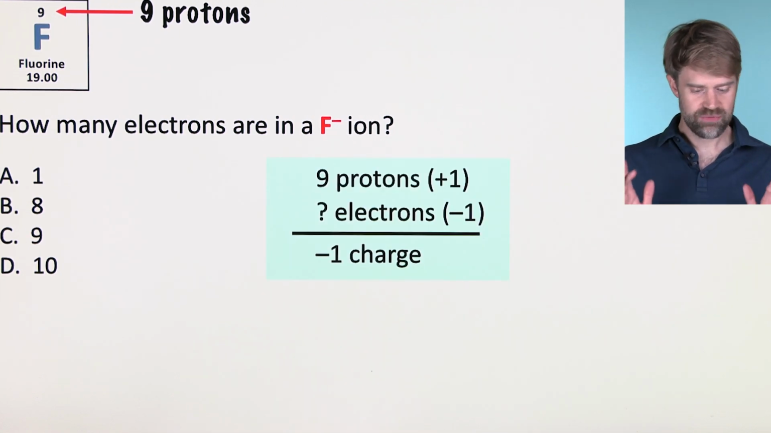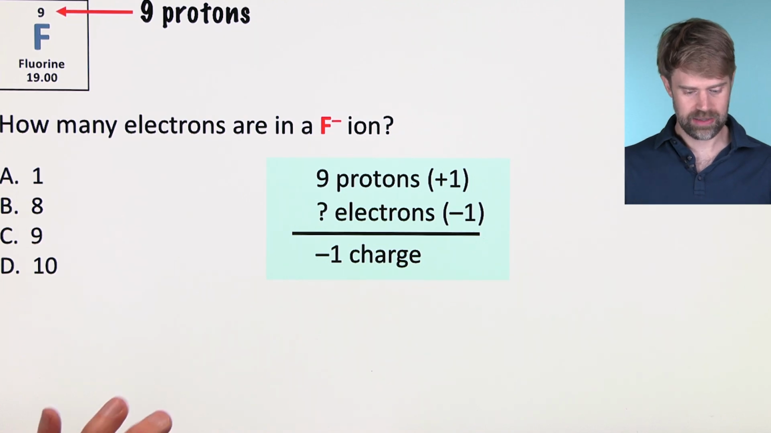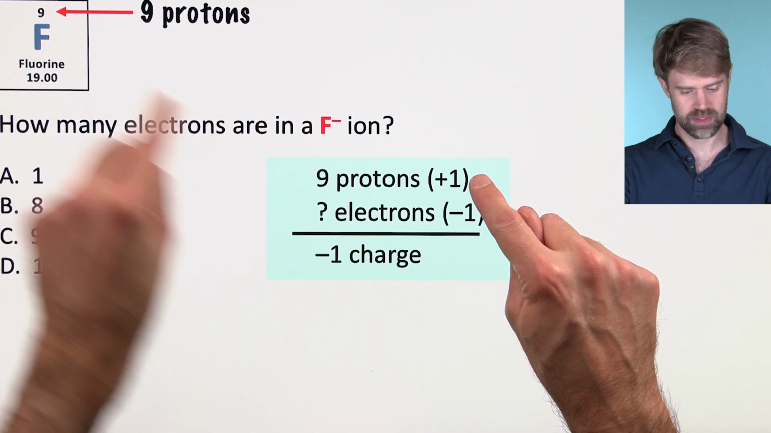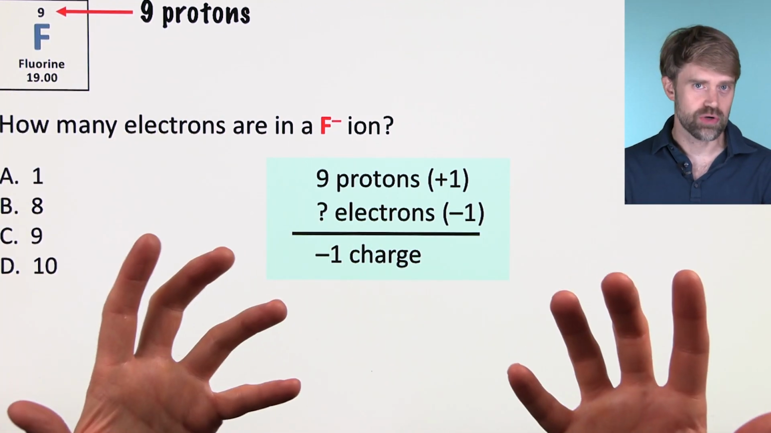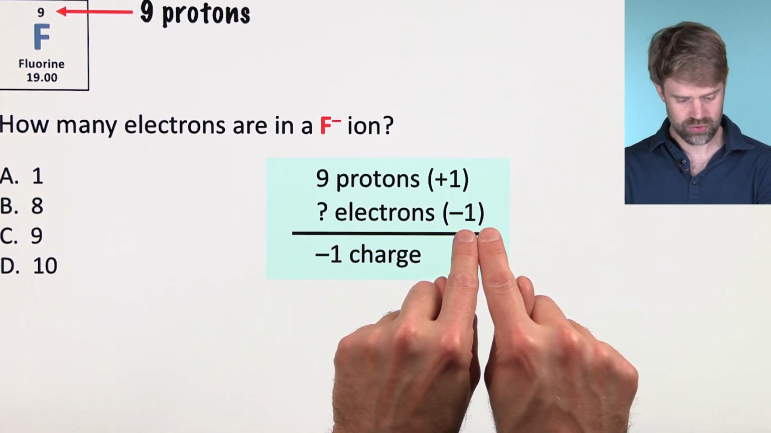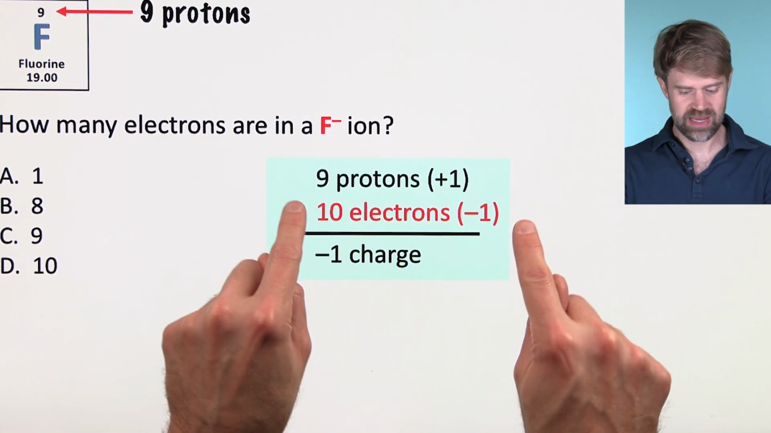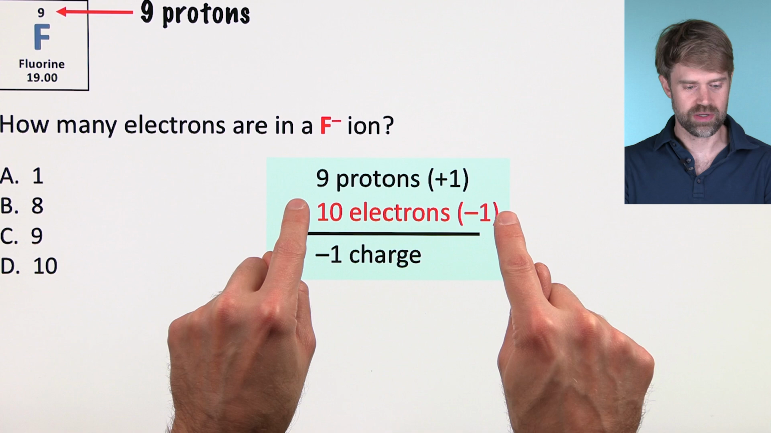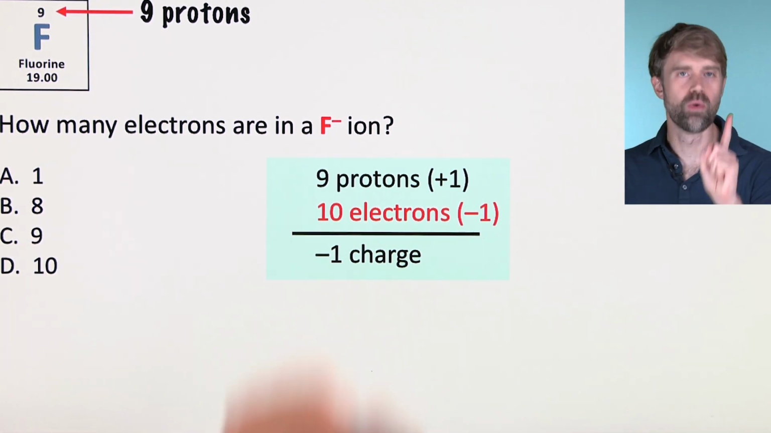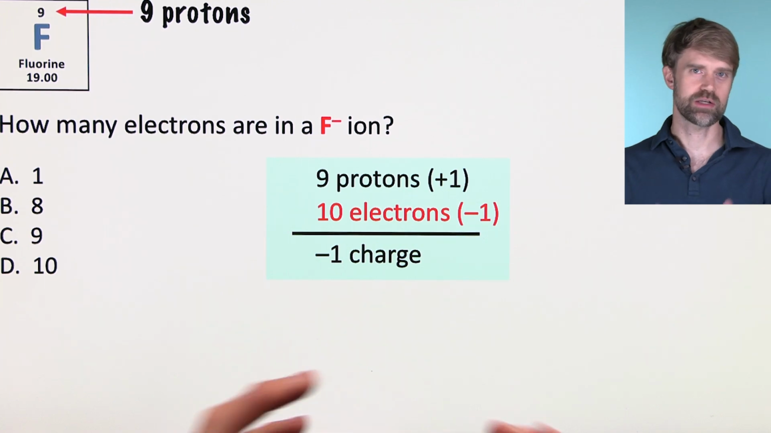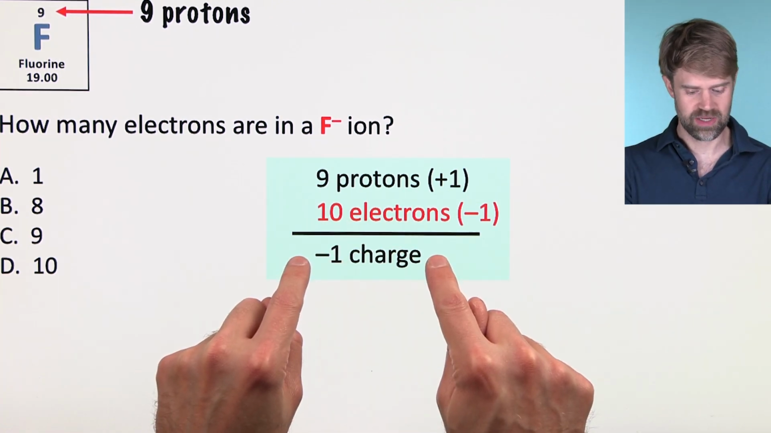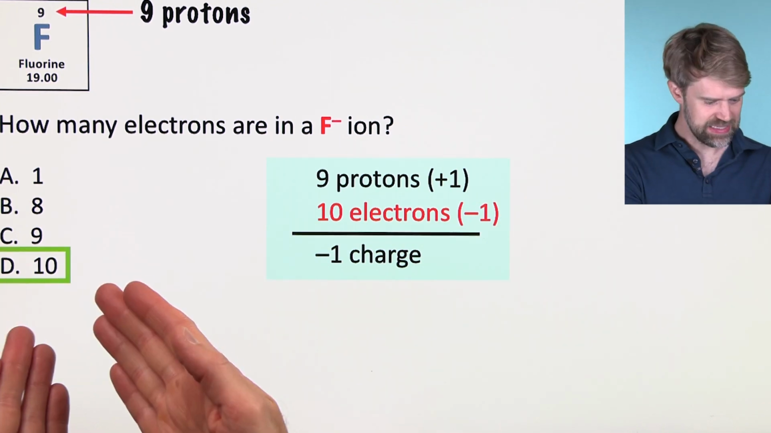So, if a fluoride ion has 9 protons, we know that because of the periodic table, how many electrons does it need for a -1 charge? Remember, electrons are negative, so it has to have 10 electrons. That's 9 electrons to balance out the protons, and then one more negatively charged electron to bring the charge to -1. So it's going to have a total of 10 electrons, D.